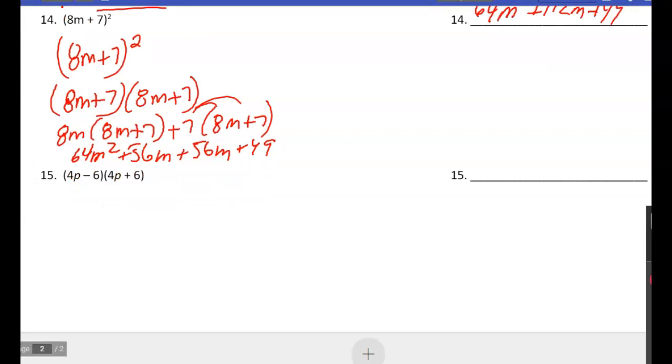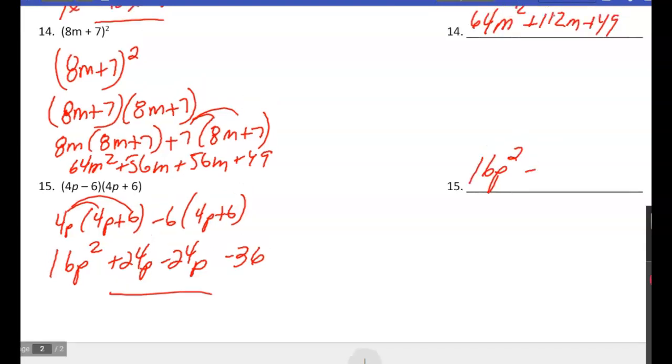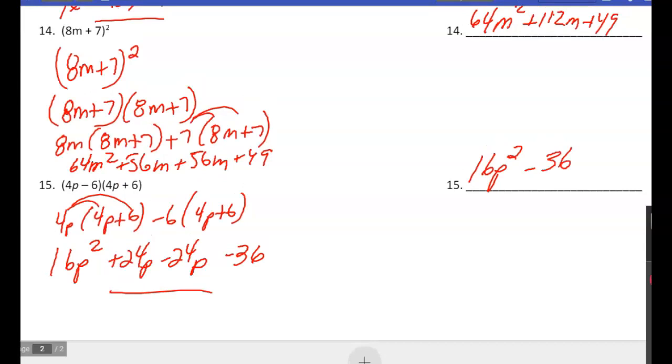Last problem. So 4p times 4p plus 6, negative 6 times 4p plus 6. So I have 16p squared, and then I have 24p. But then over here I have a negative 24p. So notice those two are going to cancel. And I'm going to subtract. And so I'm just left with 16p squared minus 36. So the middle cancels out. There's no p's left.